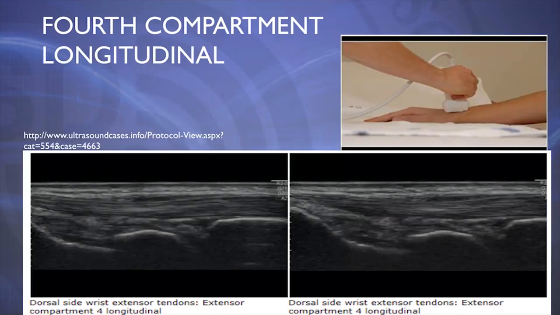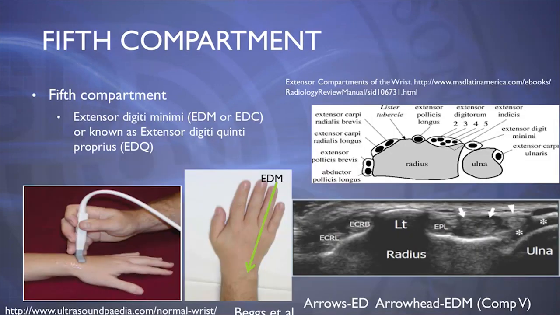Then in the fifth compartment, we have the extensor digiti minimi, or it's known as the extensor digiti quinti proprius, or EDQ, depending on which literature you read. But this is going to be located here in compartment 5. It's a small tendon here that we can see on this side as well.